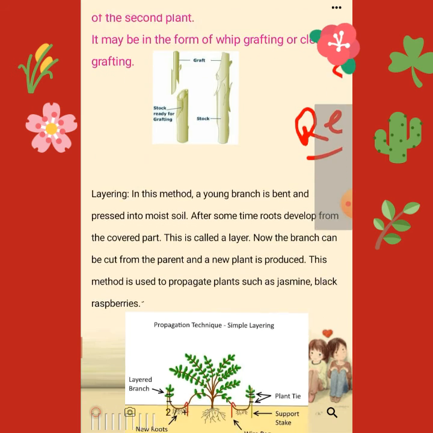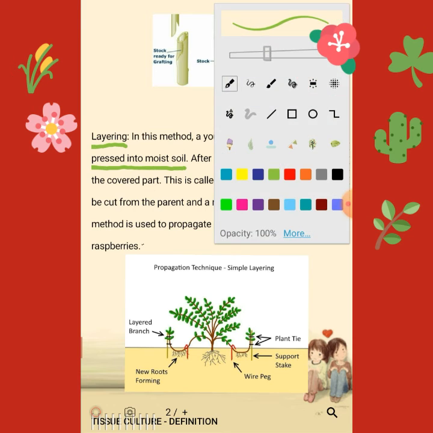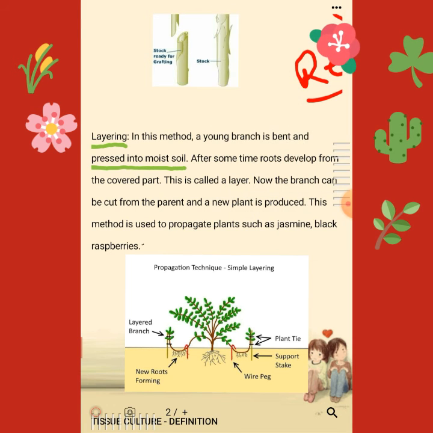Next one is the layering process. You can see here, the next artificial vegetative propagation method is layering. In this method, a young branch is bent and pressed into the moist soil. Already we have discussed this as a natural vegetative propagation, like runners of the stem. What we have seen is similar to this, but with the involvement of humans also we can observe this one. Okay, so in this, what happened? A young branch is bent and pressed into moist soil. After some time, roots can develop from the covered part.